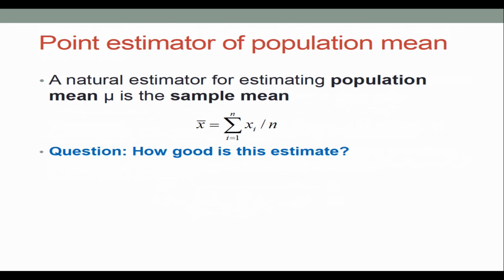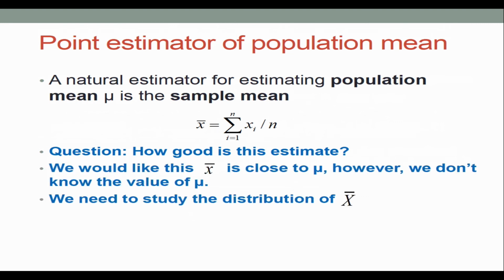In other words, this is the question: given an estimator, how good is this estimate? How do we evaluate this estimate? Generally, we would like this sample mean, this estimator for the population mean, to be close to the truth, close to the true population mean mu. However, in reality, we don't know the value of mu. We don't know how close this sample mean is to the true population mean. How do we evaluate this estimator? Usually, to evaluate this estimator, we need to study the distribution of this sample mean.